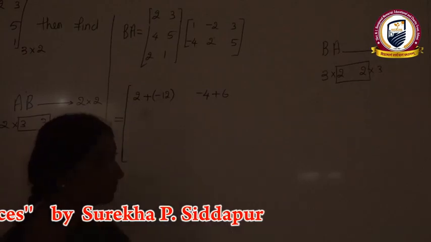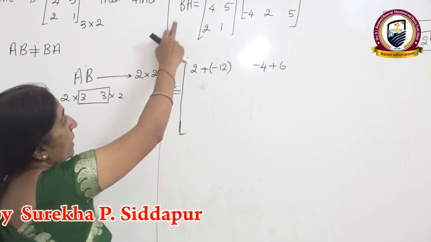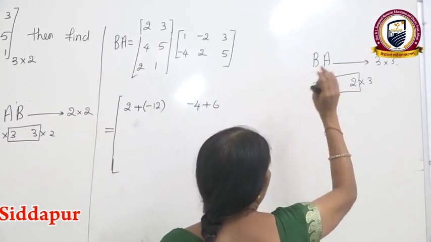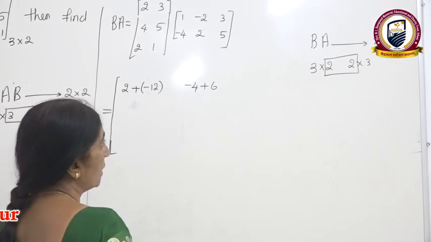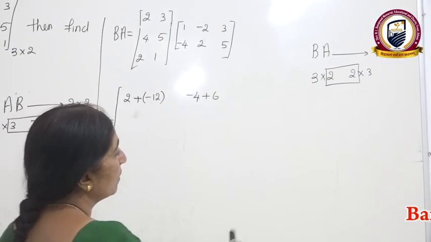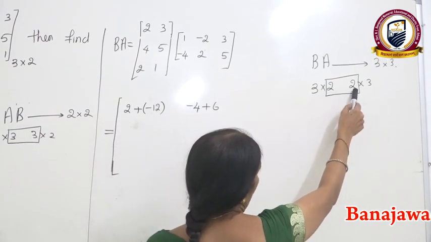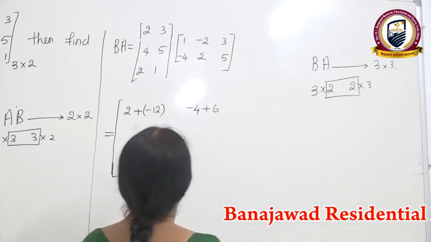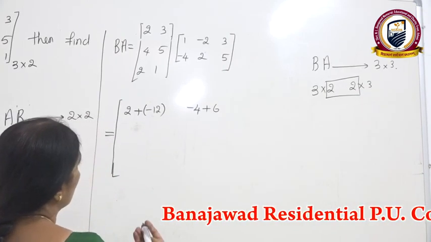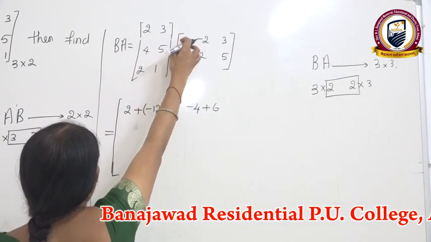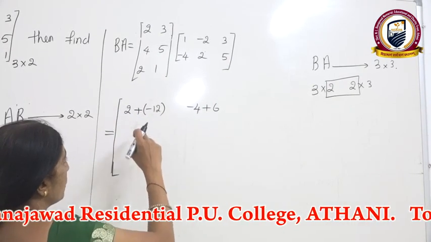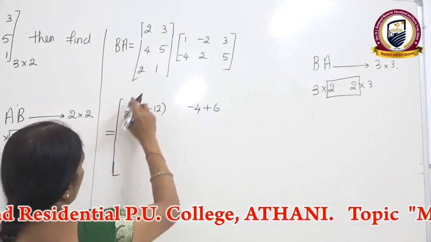First, in the next one, BA. As we already did the verification whether the multiplication is possible or not: yes, it is possible, because here we are observing these two are equal and the resulting matrix has order 3 by 3. So we are multiplying the corresponding elements. First row with first column. Here I wrote 2, and after every multiplication in the middle we have to write plus. So it is minus 12.